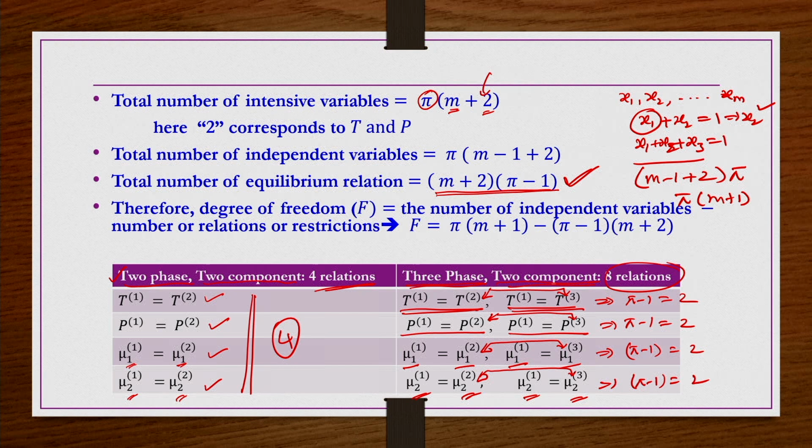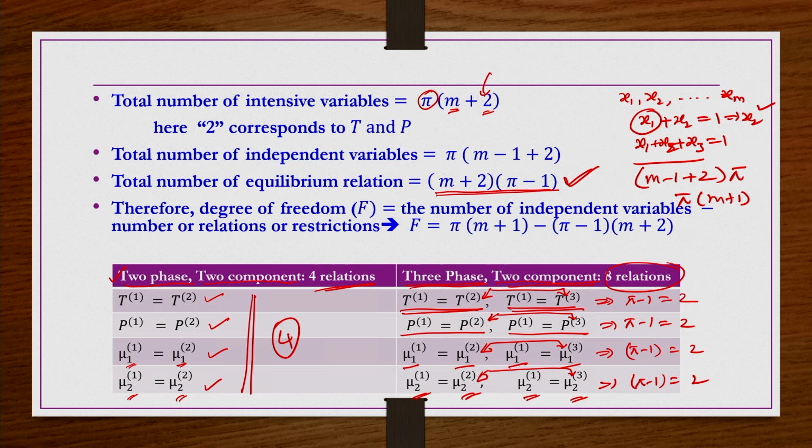So, now Gibbs phase rule, what it says: the degree of freedom, in the sense that the minimum number of intensive variables that should be fixed in order to fix the state of equilibrium without any ambiguity. Without any ambiguity, that means you will not be having any difficulty to find out the remaining intensive variables if you fix these many intensive variables, right. So, how to find out these intensive variables is nothing but the degree of freedom. That should be the number of independent variables minus the number of relations or restrictions, that is equilibrium relations.